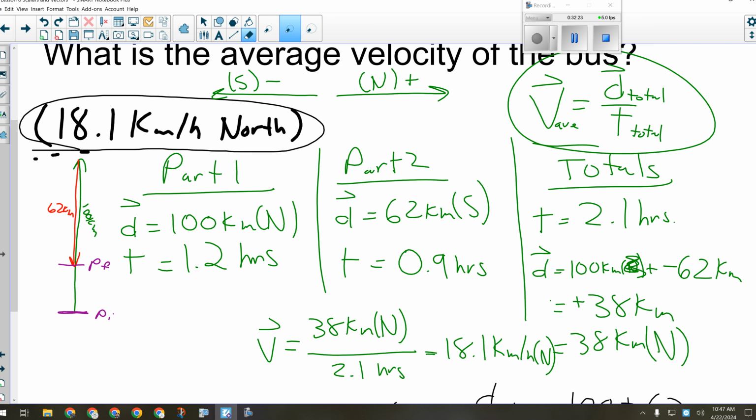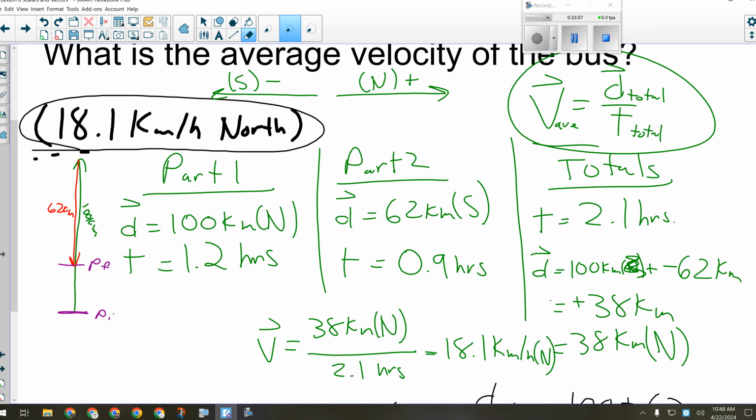That's all that changes. I take this from being directions important, this one's south and that one's north, to how far did I go? Don't care which direction, just how far. So then I take 100 and add 62, and I got the distance. The time's still going to be 2.1 hours. Then I divide the two, and I get the speed, which is going to be much greater, I think it comes out to 77, than the 18.1. Because from a vector perspective, I only ended up 38 kilometers north of where I started. From a scalar perspective, I went 162 kilometers in the same amount of time. That means my speed is going to be a lot faster, even though it's the same trip.